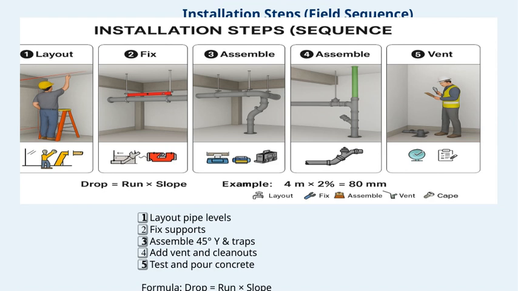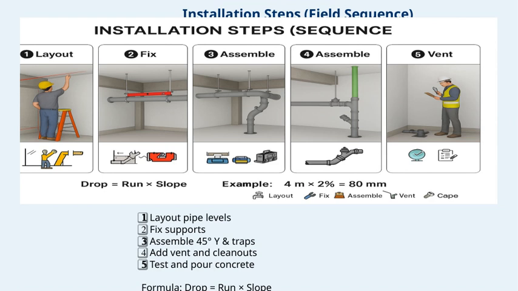Now here's a quick tip. Remember the formula for the drop, which is the run multiplied by the slope. For example, if you have a run of 2.5 meters and a slope of 2%, the drop would be 50 millimeters. This calculation is key to maintaining proper drainage.